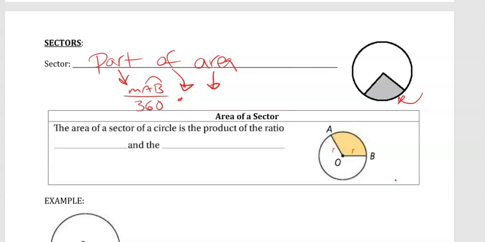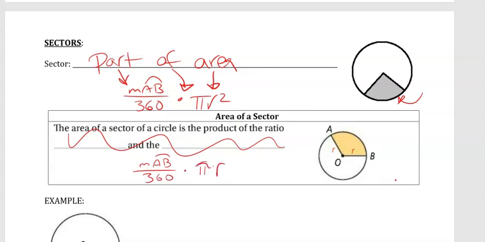Let's change our formula a bit. What should I put in here instead of 2 pi r? We're not doing part of circumference. Pi r squared. Rather than putting these words, I'm just going to put measure of AB over 360. That's part of area. Does anybody have any questions on that?